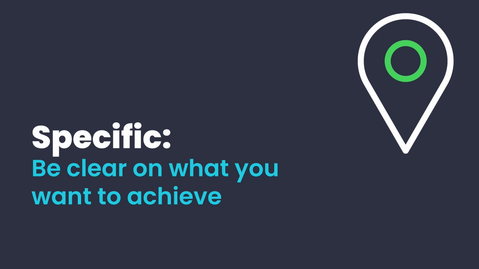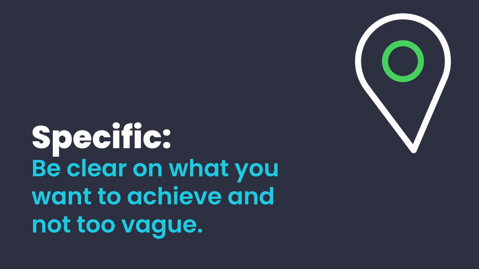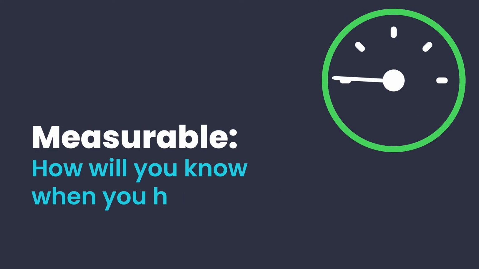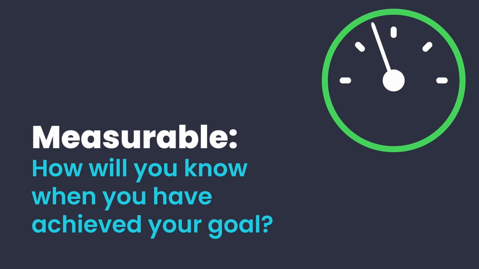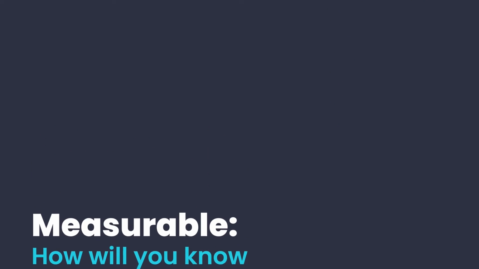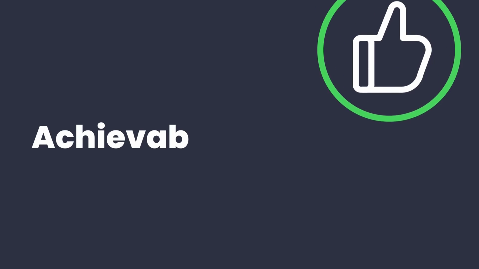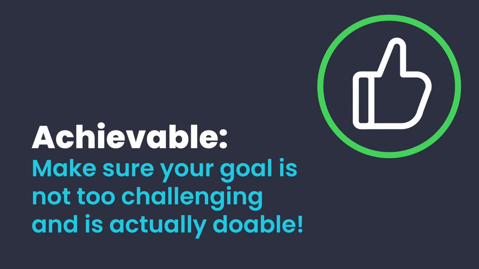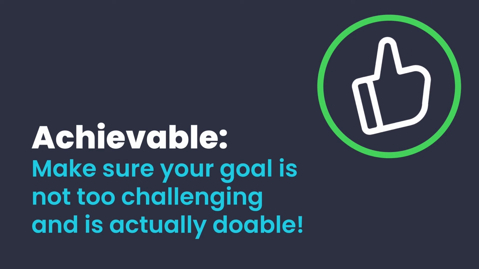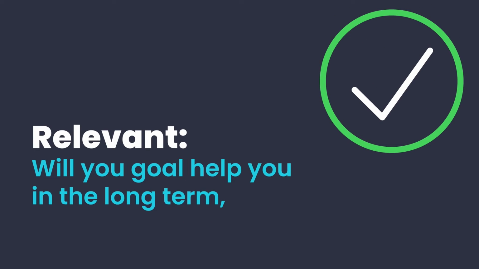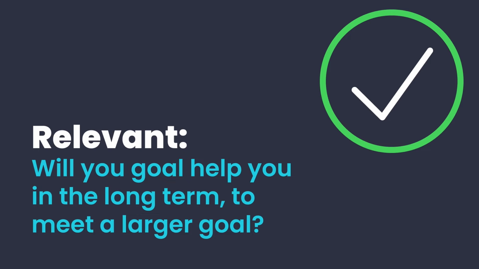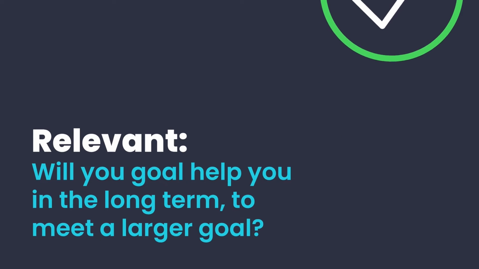In order to set a goal that is specific, be clear on what you want to achieve and try not to be too vague. You also want your goal to be measurable. This means that you will know when you have achieved your goal. Next, your goal needs to be achievable. Make sure the goal is not too challenging and is actually doable. Next, your goal will need to be relevant. This will mean that it is helping you reach a more long-term and larger goal.